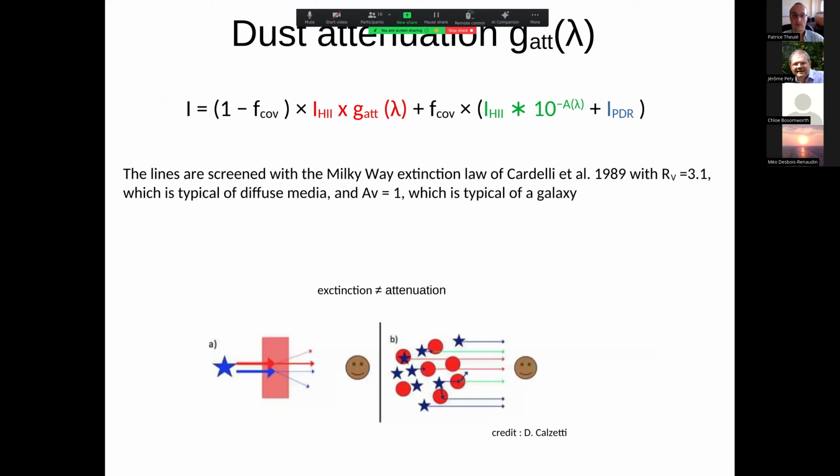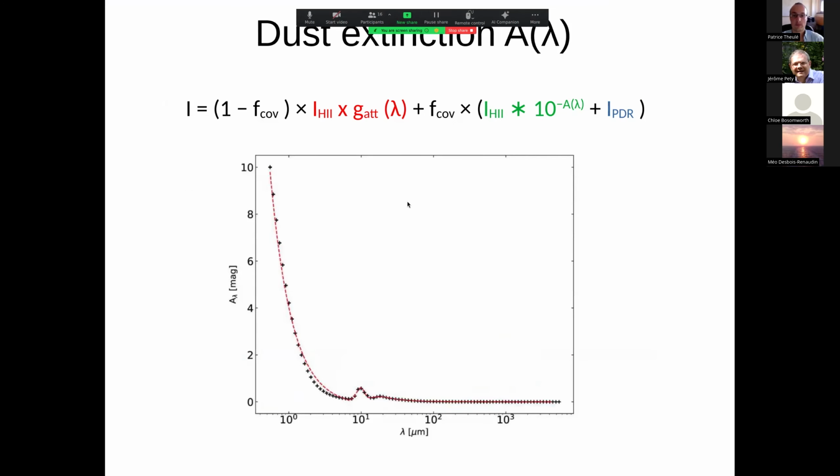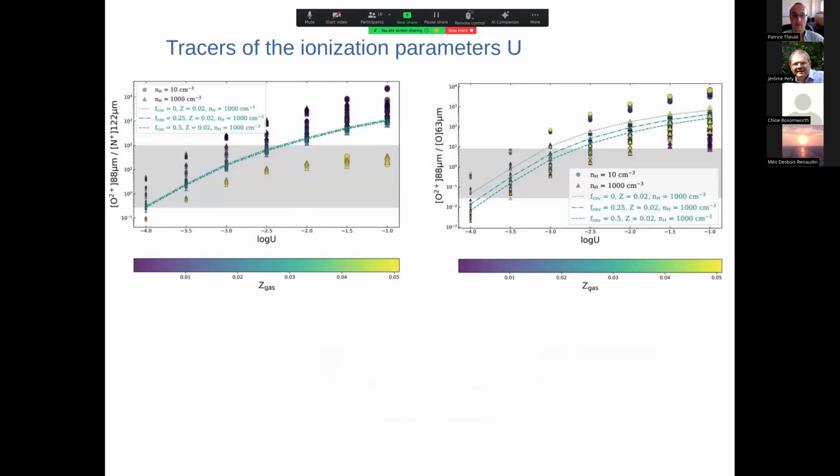And you see that one member of this equation has an attenuation law, so we can play with different attenuation laws. And one term has an extinction law. The extinction law we have to derive, and we will take an AV of 1, which is typical of a galaxy. So we use Cloudy to perform radiative transfer, and we derive our own extinction law.